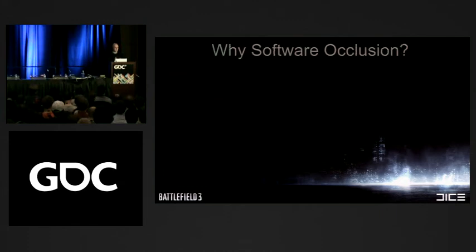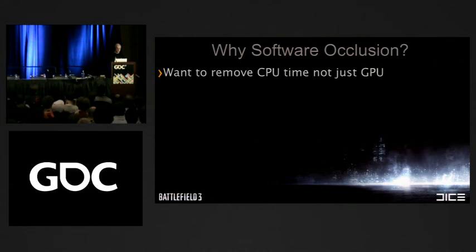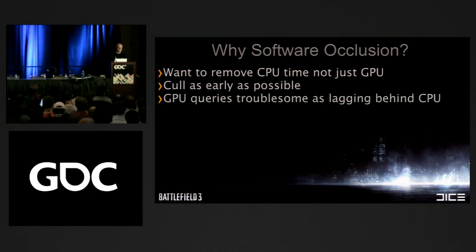So why do we actually use software occlusion? We want to remove CPU usage and not just GPU time, meaning that we want to cull as early as possible in the frame. One might suggest that you should use GPU queries, but the problem for us is that the GPU is always lagging behind, and we want to cull as early as possible. You can't just use it for the CPU work that we want to do.